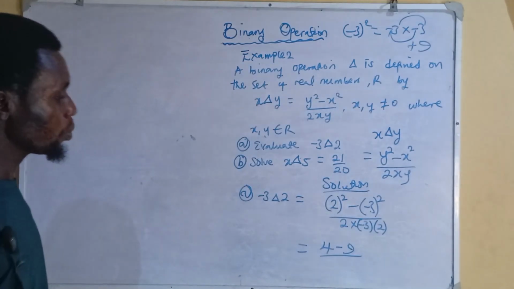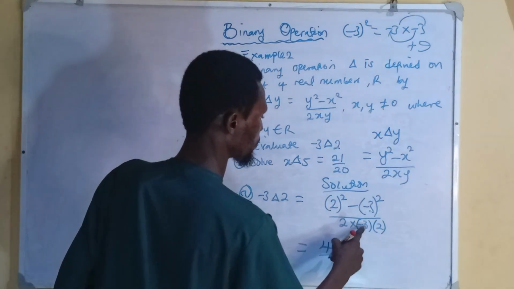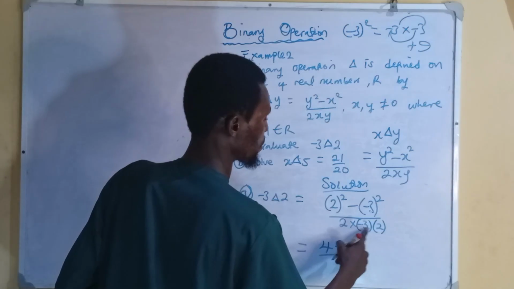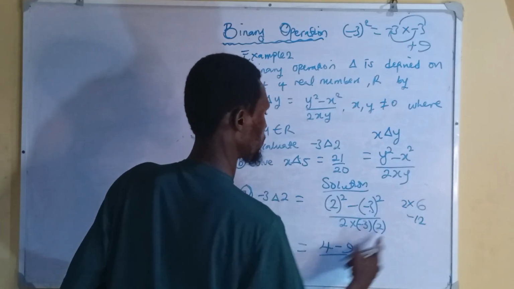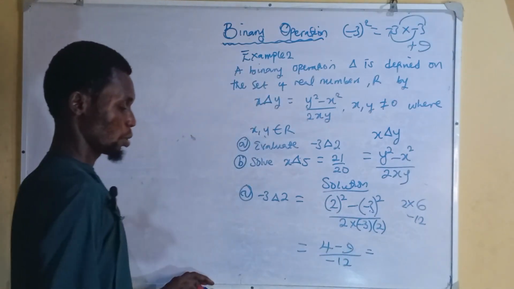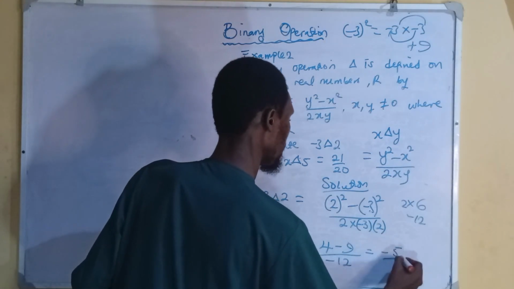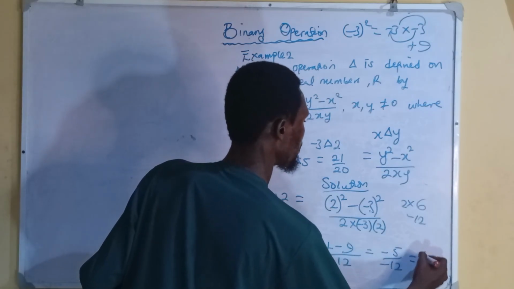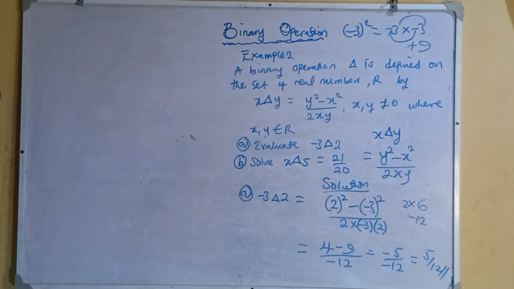Okay, so what next? Under here, this is 3 times 2, that is 6, times 2, that is 12, then minus 12. This will equal 4 minus 9, which is minus 5, over minus 12, so that you have 5 over 12 as your final answer. Okay, 5 over 12.